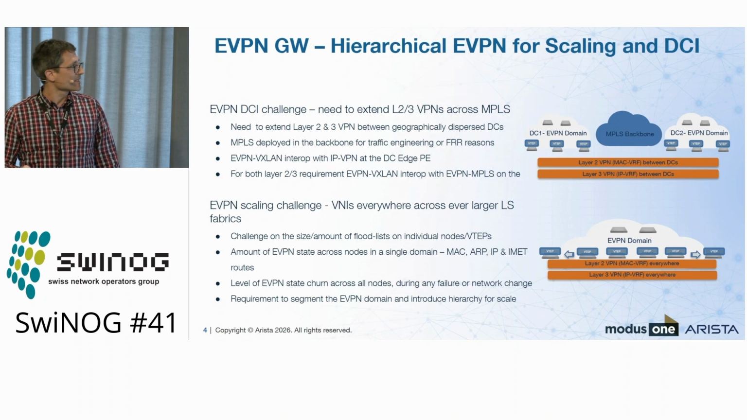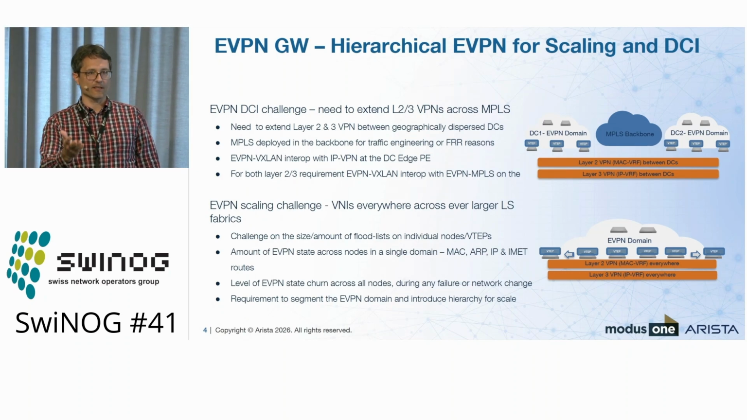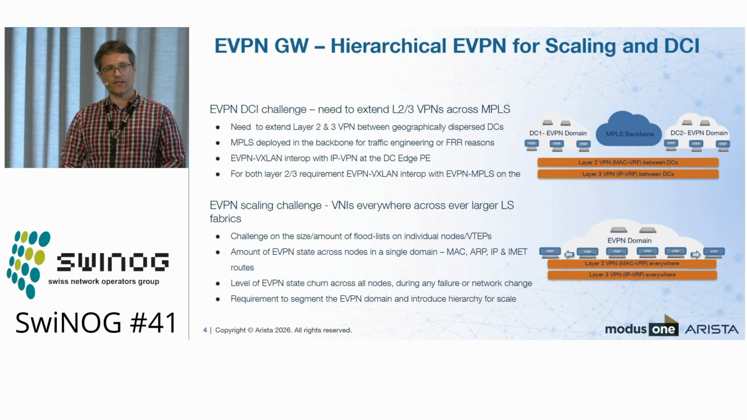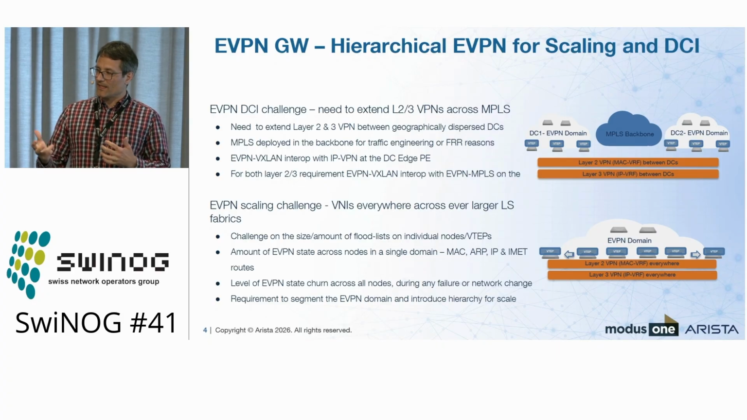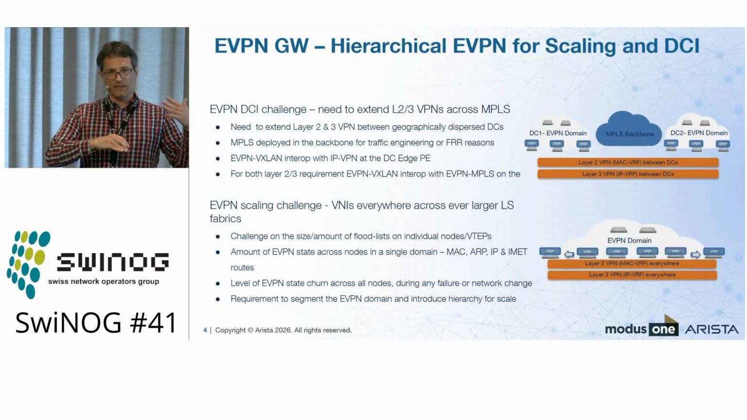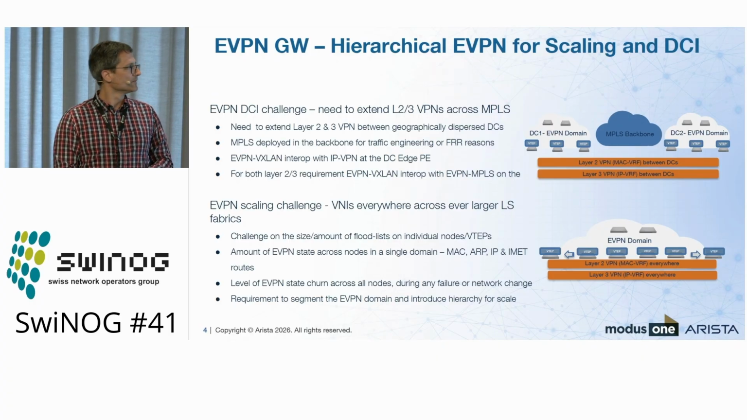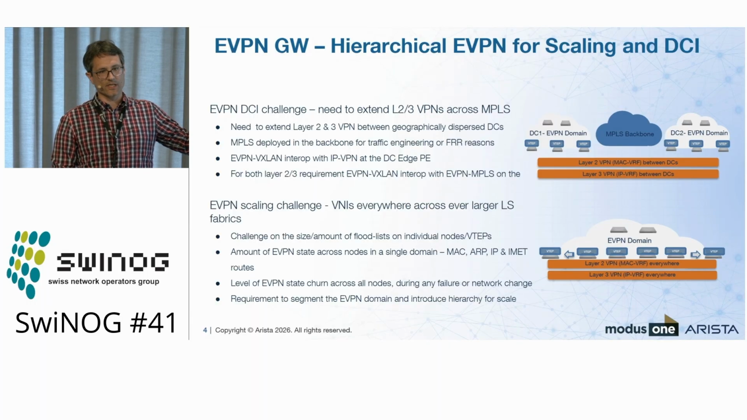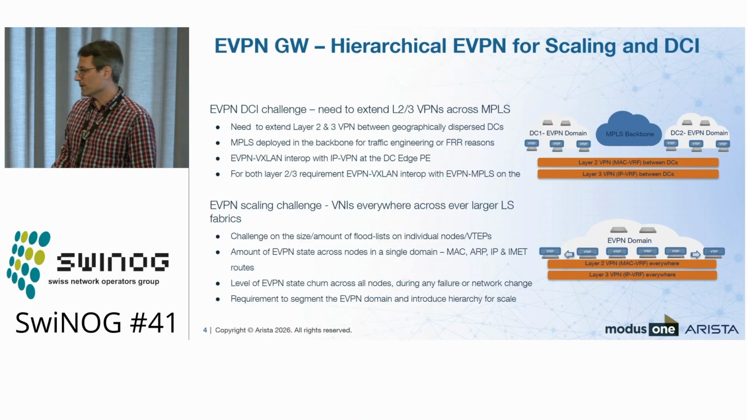And the second one is if we build really large fabrics. Say you want to build a data center fabric with 1,000 leaf switches. There is a lot of state within EVPN. And how can we make this actually work to scale to such sizes? So these 2 challenges, we're looking into them and how EVPN gateways help us deal with them.